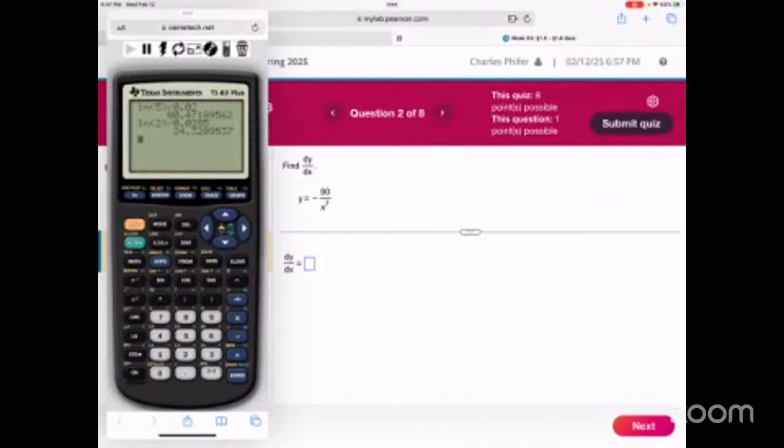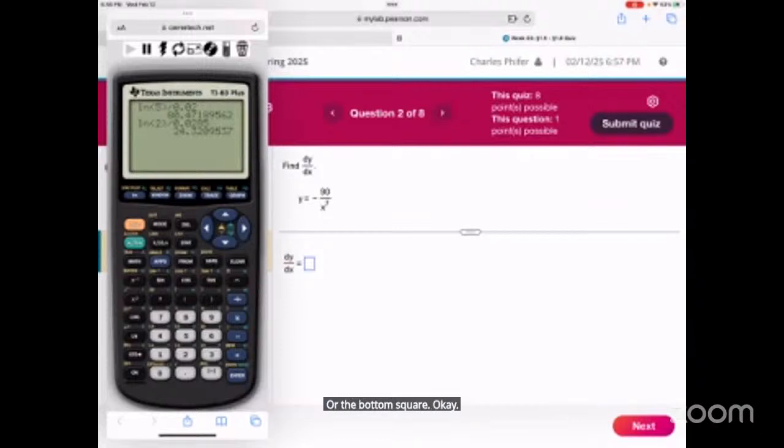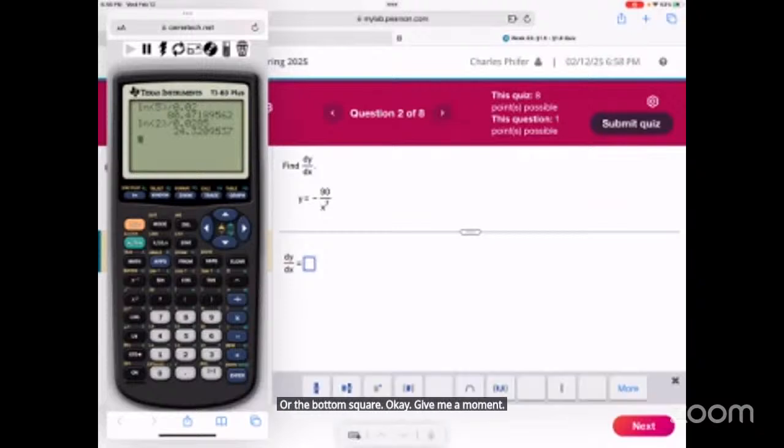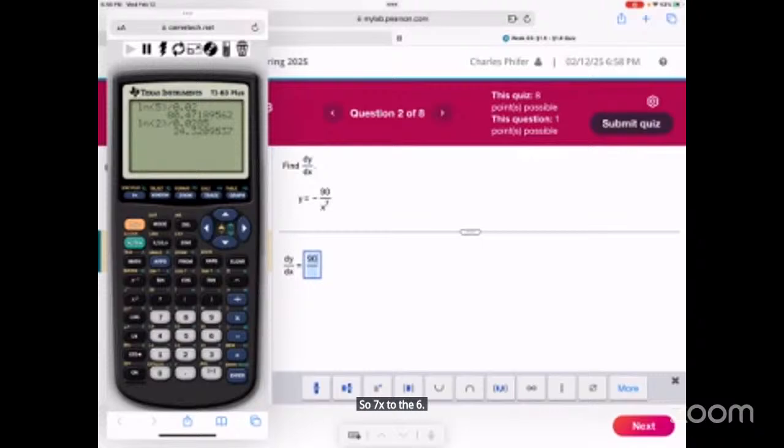We should probably rewrite that as a negative power. See, low D high: the bottom times the derivative of the top minus the top times the derivative of the bottom over the bottom squared. Okay. Give me a moment. So bottom times the derivative of the top minus, so double negative is gone, the top, which is this guy, times the derivative of the bottom. So 7x to the 6, 63, 630. Top times x to the power of 6. So the bottom times the derivative of the top minus the top times the derivative of the bottom over the bottom squared.